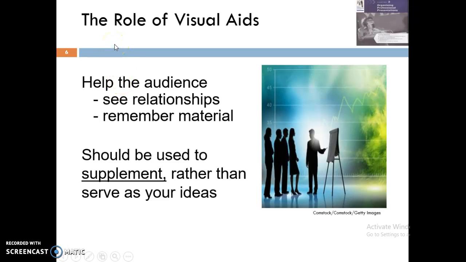So what are the roles of visual aids? It is something that the audience use to see relationships between the things that you are talking about, or something new to what they already know. It also helps them to remember the points that you're trying to bring across. However, you should remember that visual aids should be used as supplements rather than serve as your main idea.